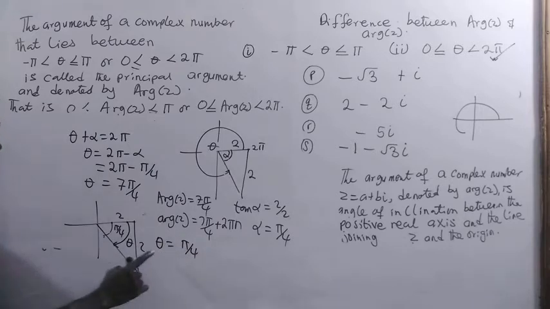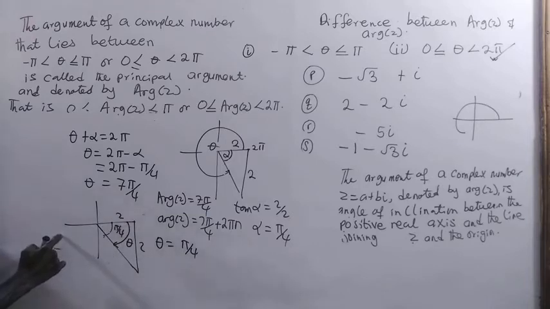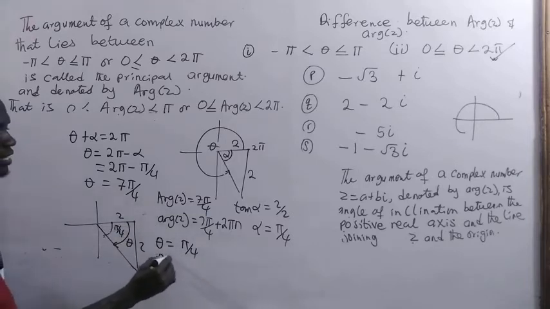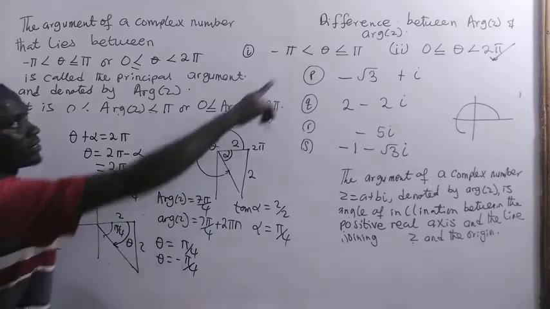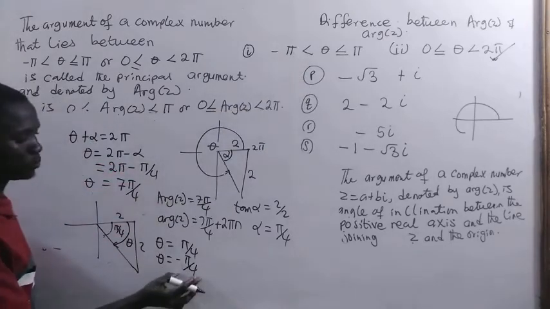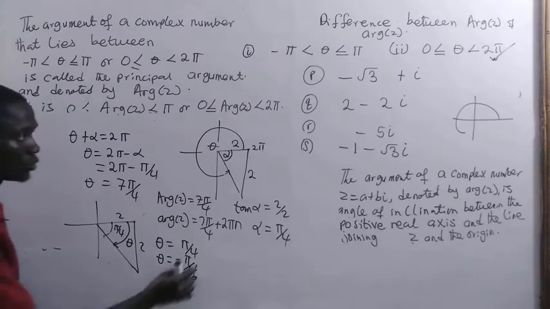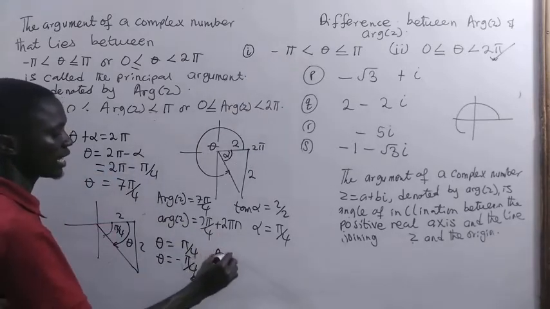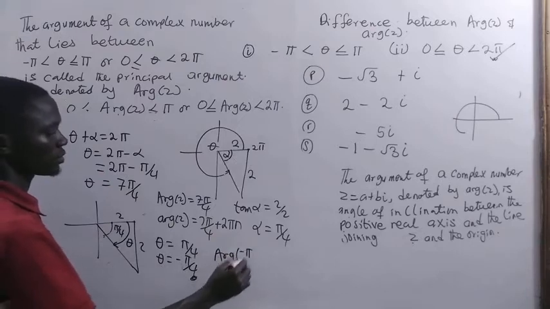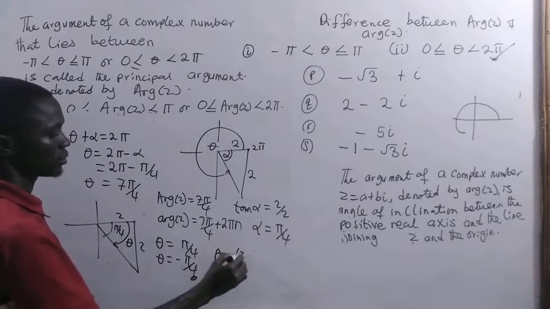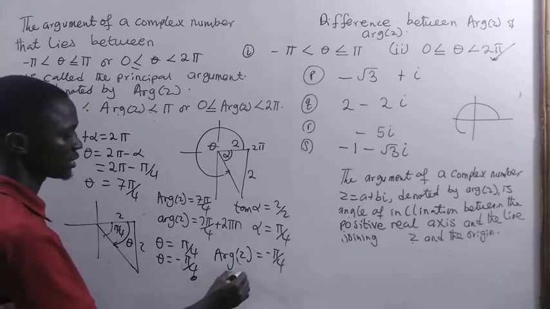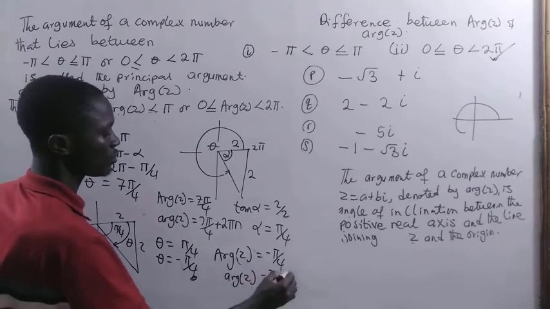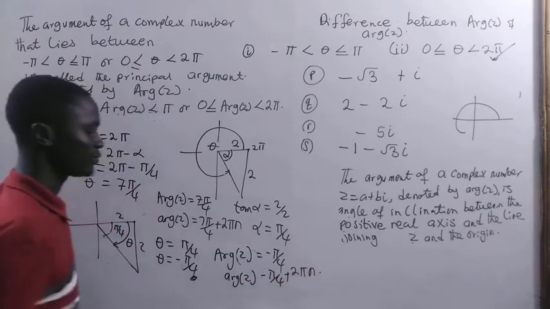But after we finish measuring theta, look at where we were moving to. We were moving in the clockwise direction. So theta equals minus pi on 4. So in this interval, this will be our principal argument. So in this interval, our principal argument will be minus pi on 4, and the general argument will be minus pi on 4 plus 2 pi n.